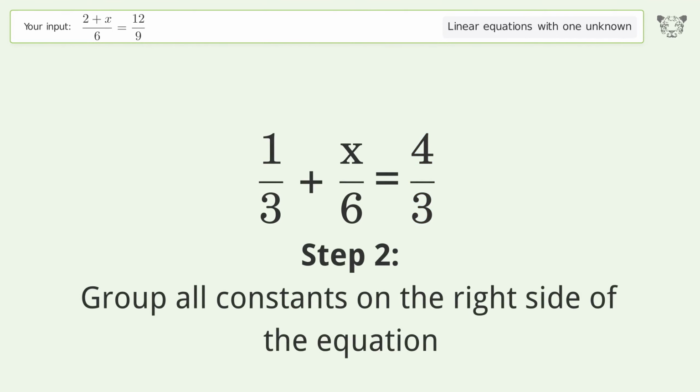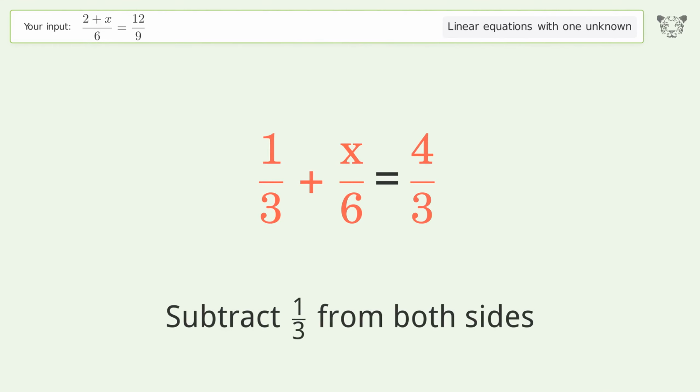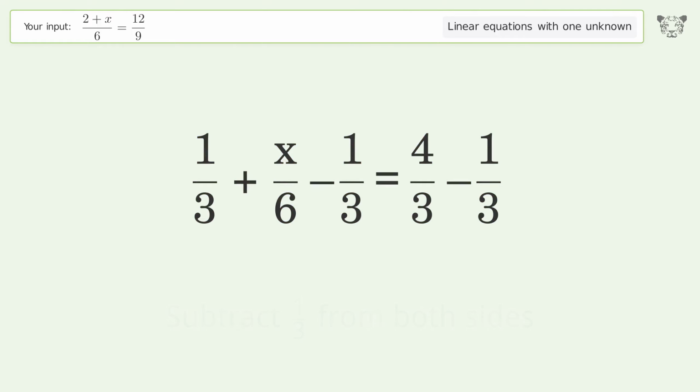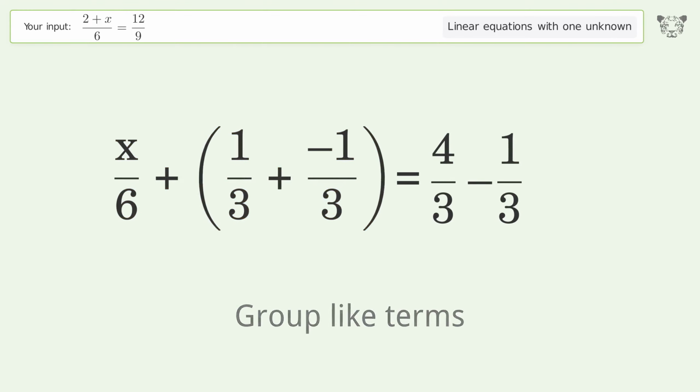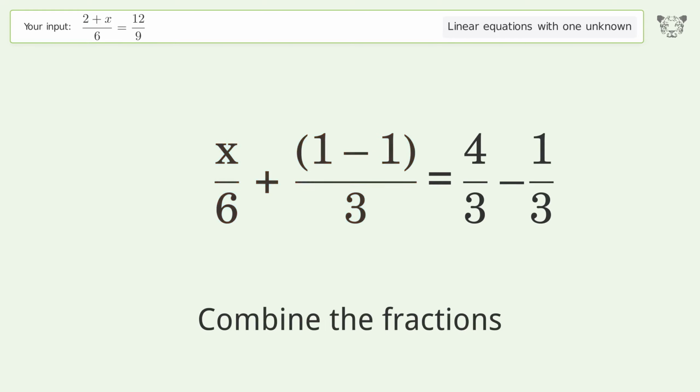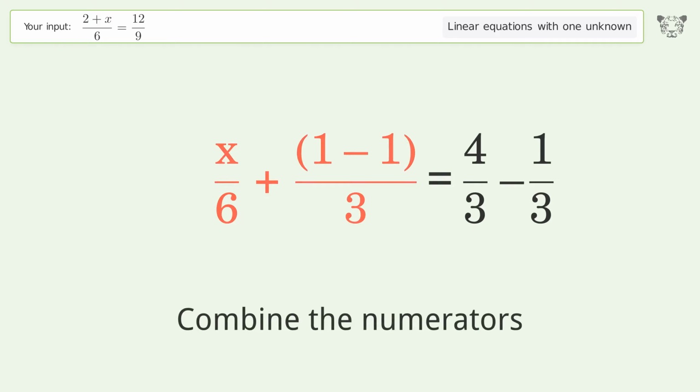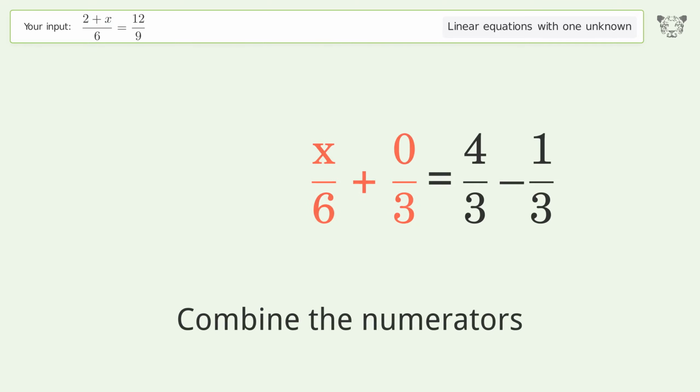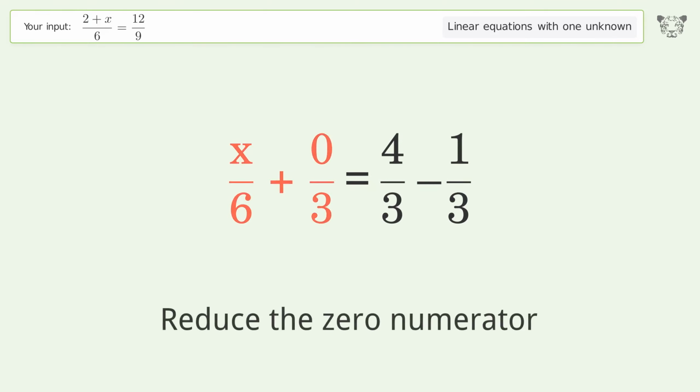Group all constants on the right side of the equation. Subtract 1/3 from both sides. Group like terms. Combine the fractions. Combine the numerators. Reduce the zero numerator.